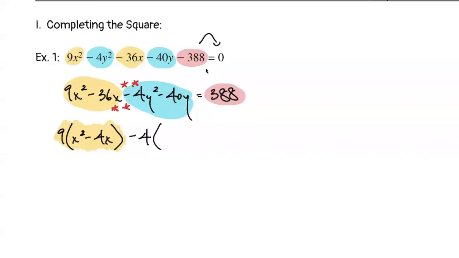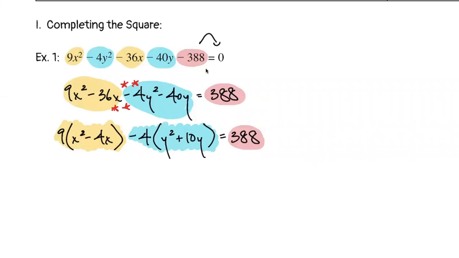What are we left with inside our parentheses? y squared plus 10y. Yes, y squared plus 10y. As I'm finishing the color coding, take a moment and make sure that you feel good about why that second sign all of a sudden became a plus.